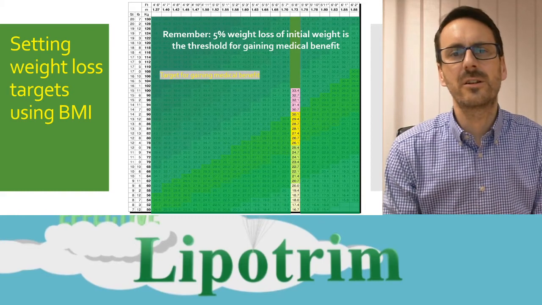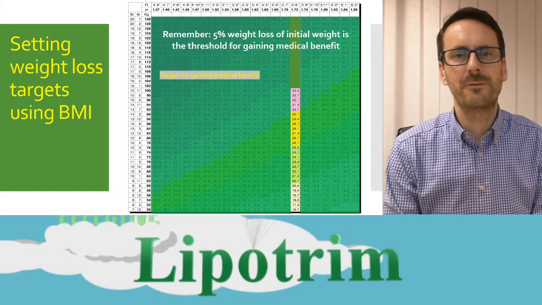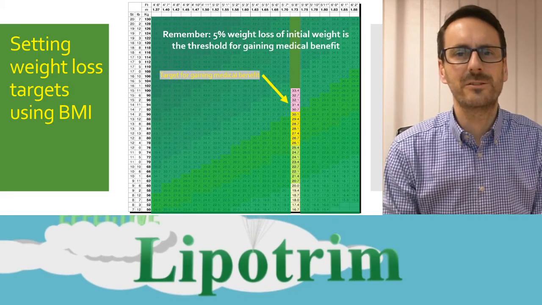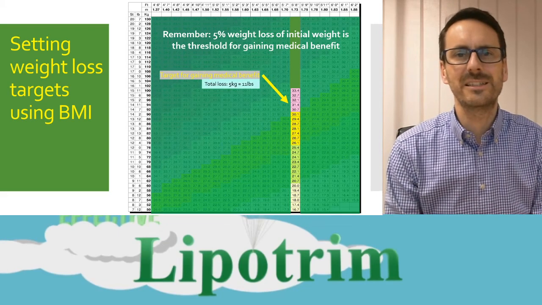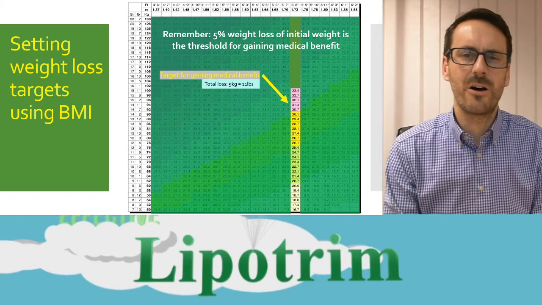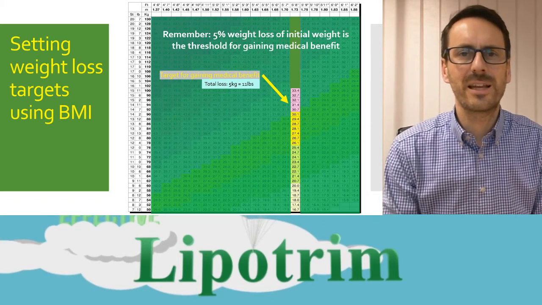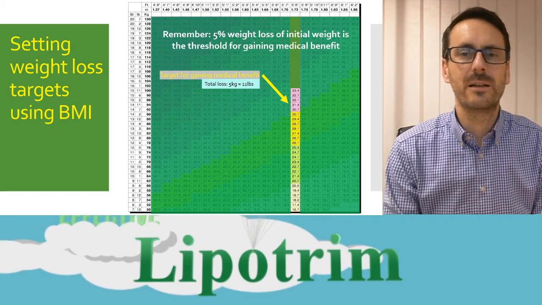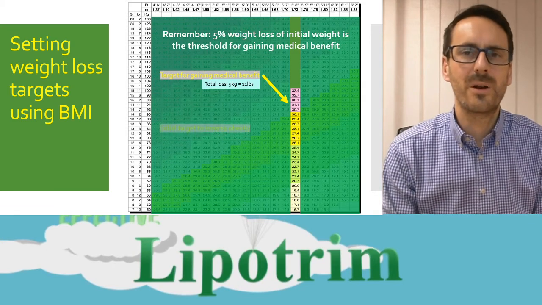So let's look at this initial target for gaining medical benefit. Remember, 5%. This patient was 100 kilos, so it's nice and easy. So this is a 5 kilo weight loss, that's 11 pounds. And as you'll see from the chart, the weight loss of 5 kilograms, which will give some semblance of medical benefit, doesn't drop them below the obese level.